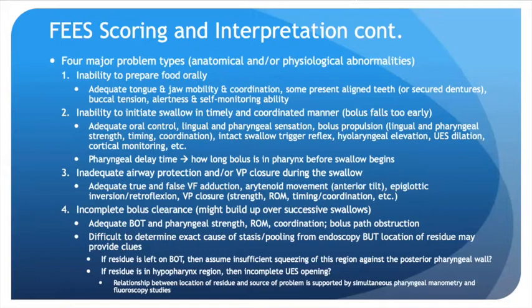I should mention that it's difficult to determine the exact cause of stasis or pooling from endoscopy, but the location of residue may provide clues. So for example, if residue is left on the base of tongue, then you can assume that there's insufficient squeezing of this region against the posterior pharyngeal wall. If, however, there's residue in the hypopharynx region, maybe around the piriform sinuses, closer to the UES, then maybe there's incomplete UES opening. And some of these relationships between the location of residue and the source of the problem have been supported by simultaneous pharyngeal manometry and fluoroscopic studies.